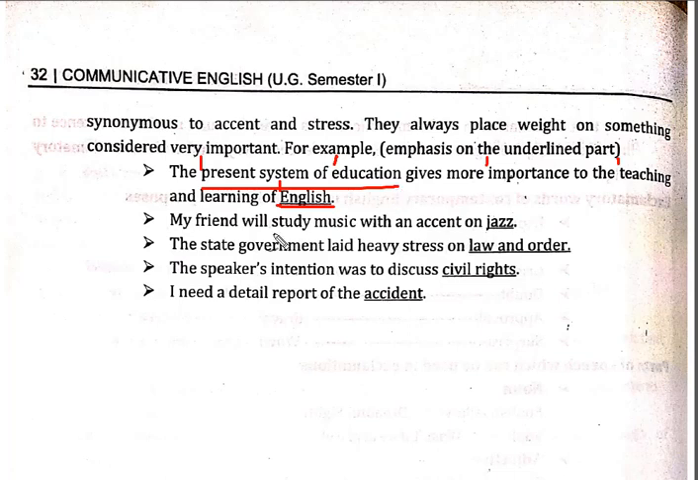One more sentence is here: My friend will study music with an accent on jazz. Here my friend is going to study music, but with what is he going to study music? Here he puts the emphasis on jazz. If he wants to study music with an accent on jazz, that means his first priority is on jazz.